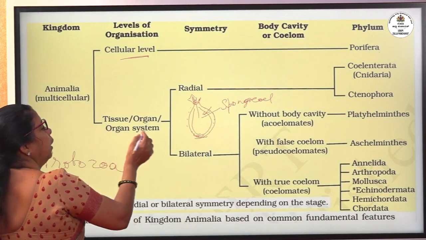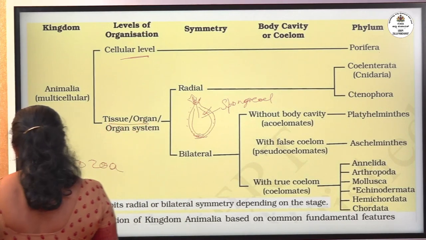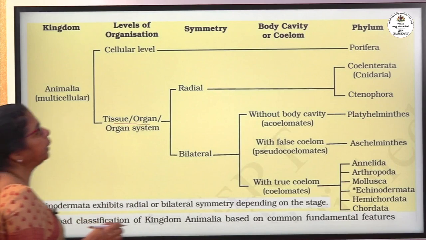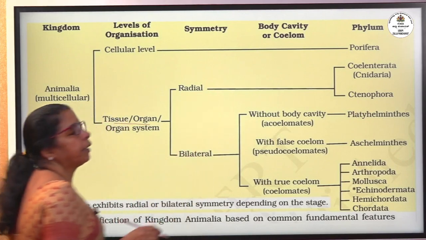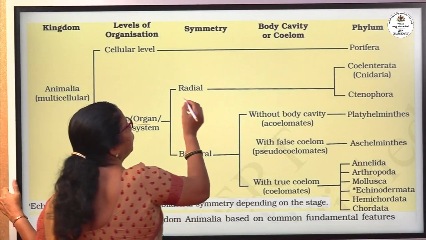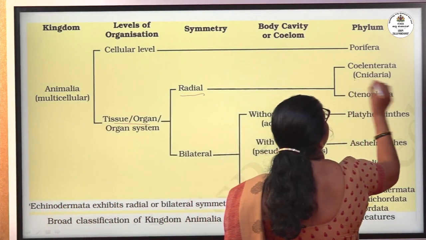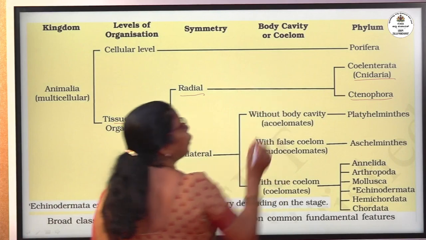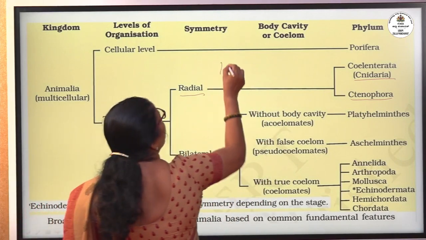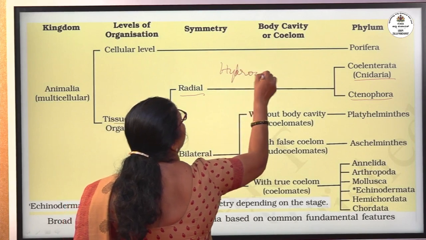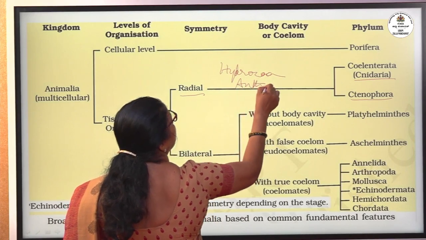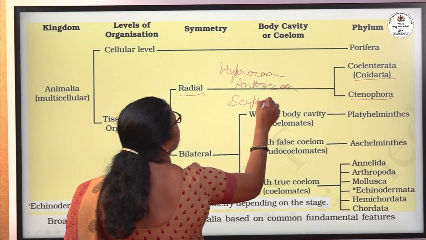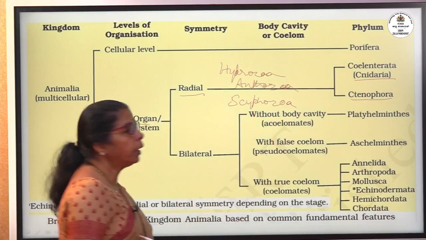Next, all other organisms exhibit a tissue level of organization. Under that, one more criterion is radial symmetry or bilateral symmetry. Radially symmetrical animals are phylum Coelenterata and phylum Ctenophora. Phylum Coelenterata consists of three classes: Hydrozoa, Anthozoa and Scyphozoa.